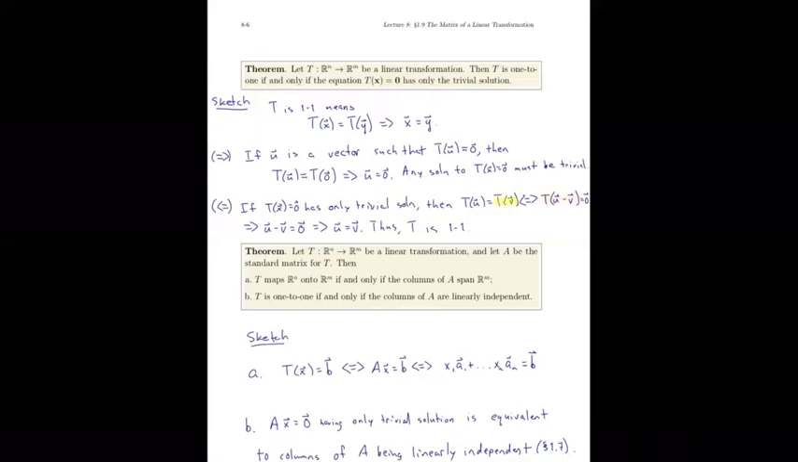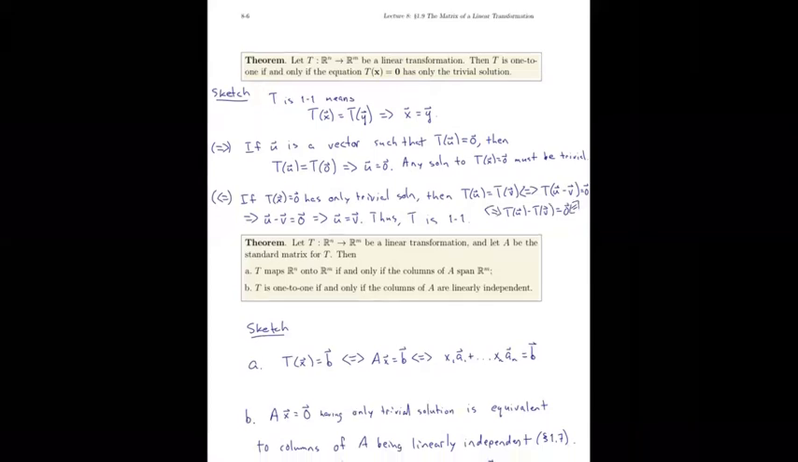And the right-hand side, after subtracting T of v, is 0 anyway. So remember, the intermediate step here is that T of u minus T of v equals 0. So here's our intermediate steps for this equivalence.